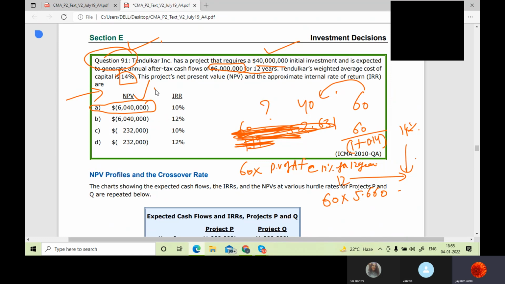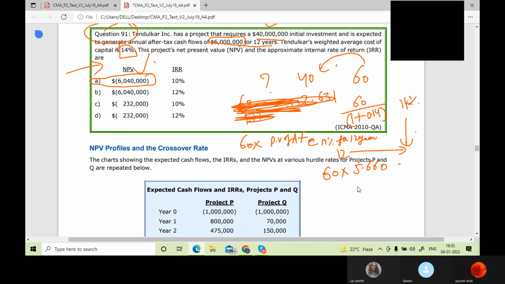So can you do the IRR? We did the same question just now for IRR. It's very simple. Yes, I got IRR. So what did you do for your IRR? You took your present value of cash inflow equal to your present value of cash outflow. So 60 into X, correct? X is equal to 40.